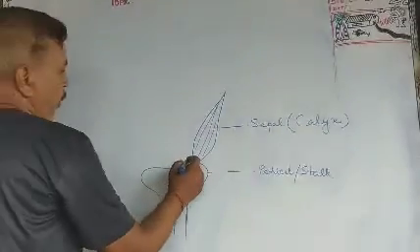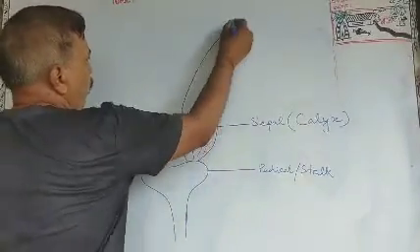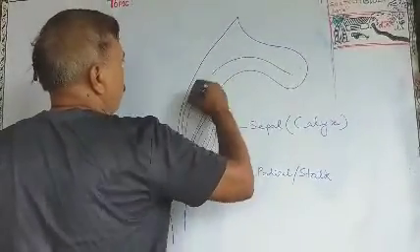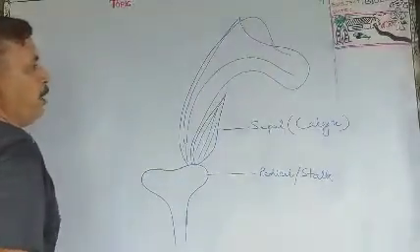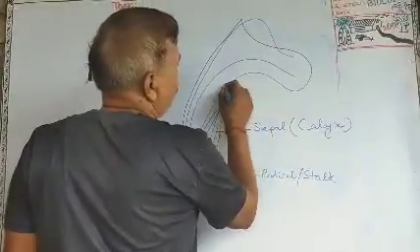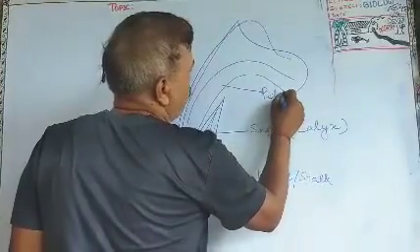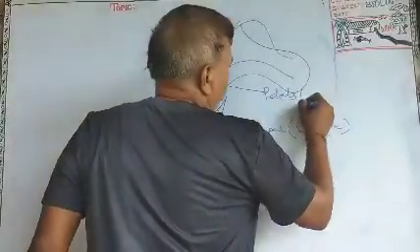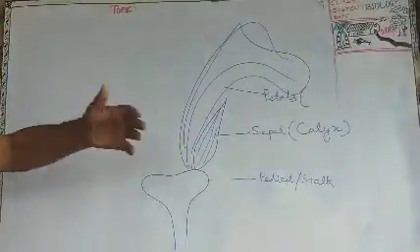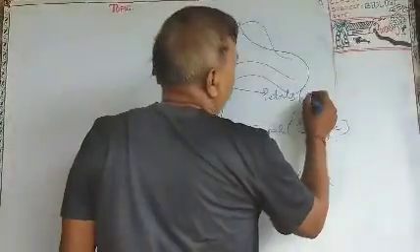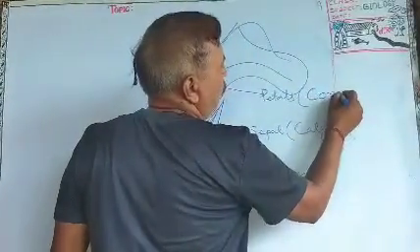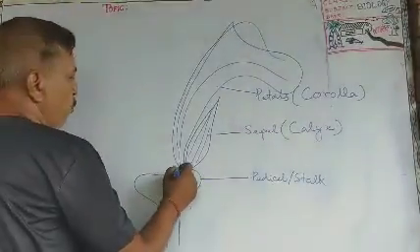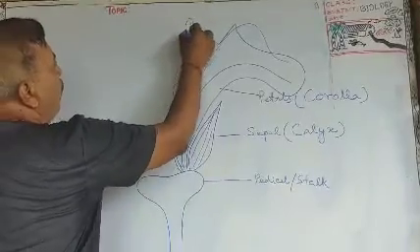Then comes the next whorl. The next whorl is of brightly colored petals, right? These brightly colored petals are also present in a circle, and the circle or whorl of petals is known as corolla. C-O-R-O-L-L-A, corolla, right?